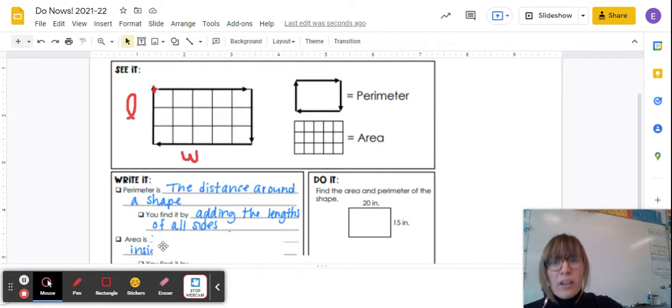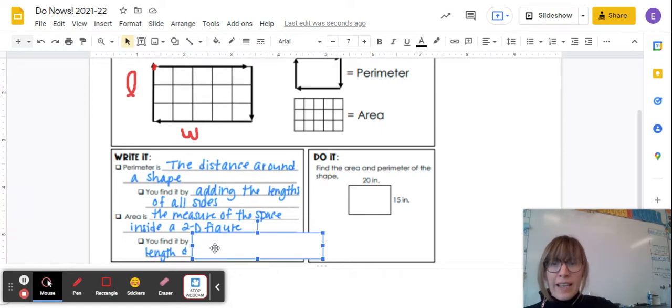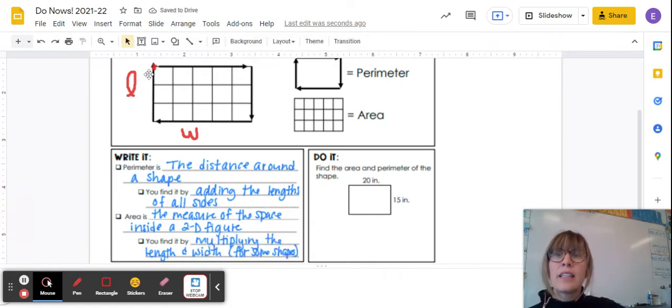Area, on the other hand, is where you're taking the measure of the space inside of that two-dimensional figure. So inside of this space up here, we want to know how much flooring it would take to cover it, or whatever you might want to determine. You find this by multiplying the length by the width, notably when you are working with a rectangular shape. So, in order to do that, you are going to practice.